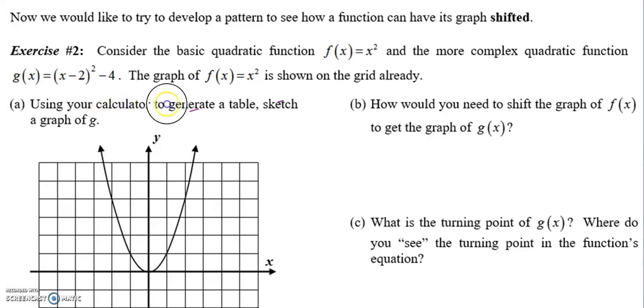Now use your graphing calculator, come up with a table, and go ahead and graph this one right on the same axis down here. And then once you do that, I want you to answer question B if you can. How would you need to shift f of x to get it to g of x? So I want you to think of that. So hit pause, try A and B right now.